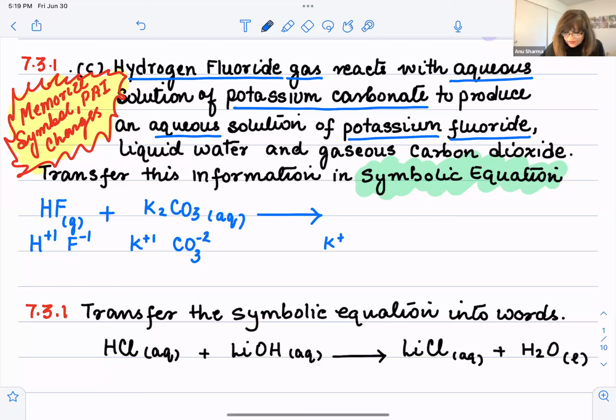Now here, it's a rearrangement in chemical reactions. So here you have potassium fluoride. Fluoride is -1, so plus and minus cancel out. You have KF, and this is aqueous solution, meaning aqueous. You write it like that.